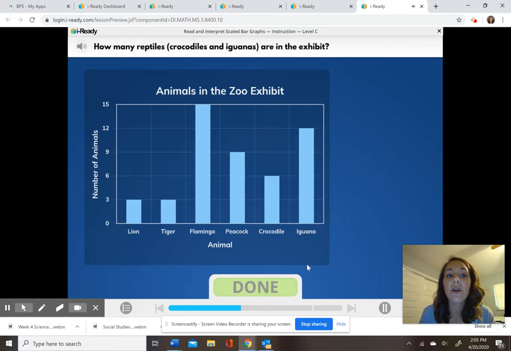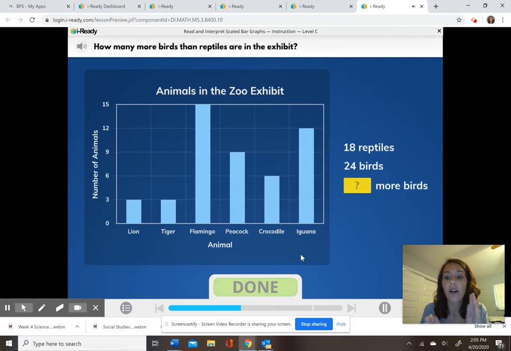Now compare the number of birds to the number of reptiles. So now it's going to ask me to compare. When you're comparing how many more birds than reptiles are in the exhibit? When you're comparing on a bar graph, it's the same thing. How many more? So we just went over this. I need my big number and I need my little number. And I'm just going to subtract. 24 minus 18 is, you can count, you can do mental math. It is 6. So I'm going to put a 6 there. And I will click done.